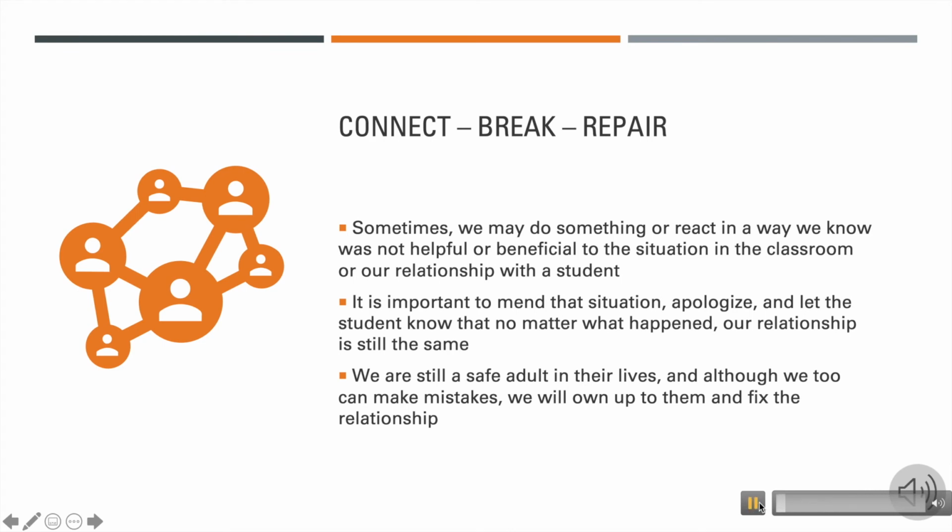Connect, Break, Repair talks about the importance of admitting if we did something not right and apologizing when we need to apologize, even to our students. We're all human. We all might have a bad day and we all might react in a way that we know we shouldn't have reacted. The most important thing is to admit it and tell that student, tell that child, "Hey, I'm sorry I reacted that way. I shouldn't have done that." And really fixing that relationship and making sure that bond is still there, showing them that even though something like that can happen, you are still a stable and safe figure in their lives.